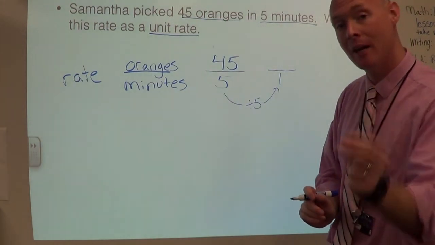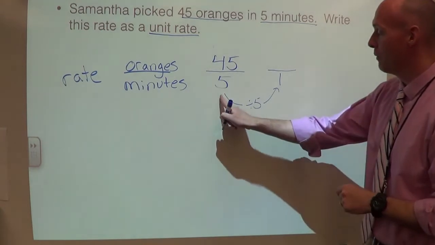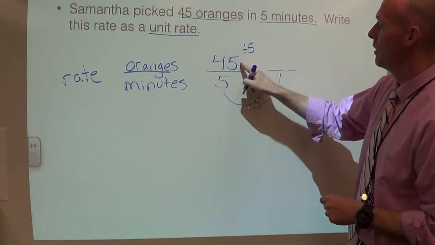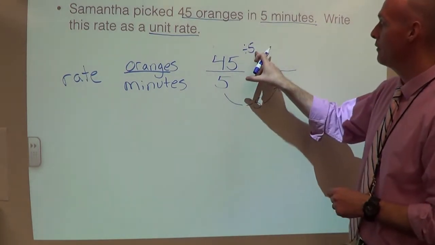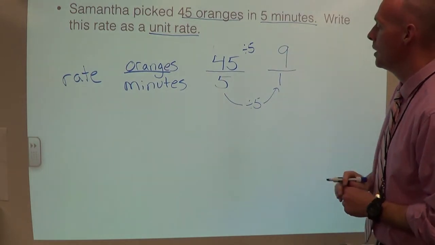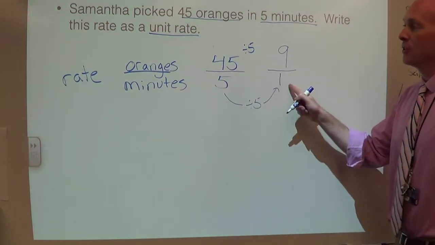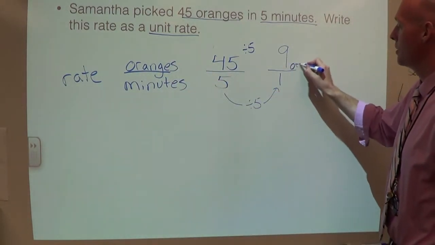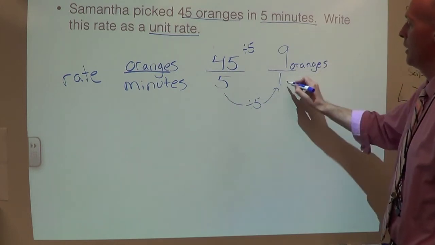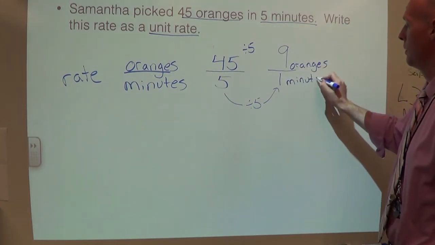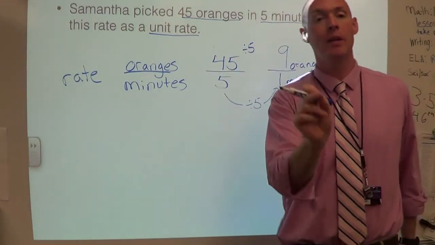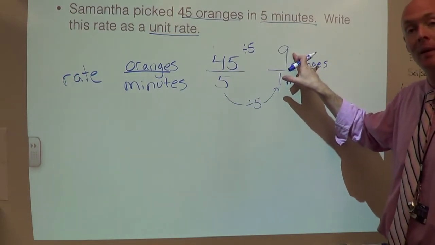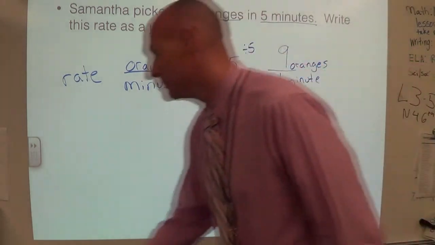What you do to the denominator, you have to do to the numerator. So if I divide by 5 to get to 1, I also have to divide the numerator by 5. 45 divided by 5 is 9. Boom. So we have 9 to 1, and that is now a unit rate. So what that means is it's 9 oranges in 1 minute. We wrote it as a unit rate. How do we know? Unit rates always have a denominator of 1. And how many oranges can they do in 1 minute? The answer is 9. Let's try another one.